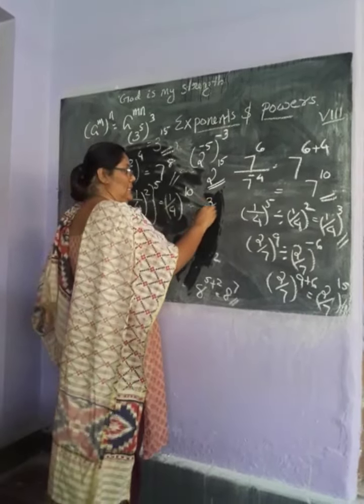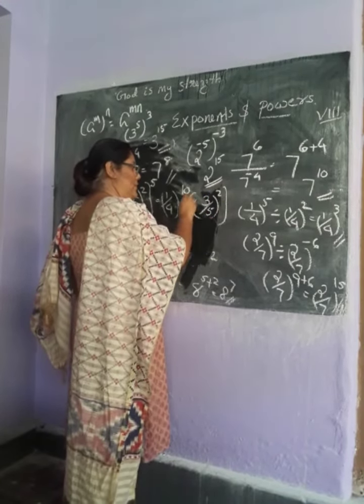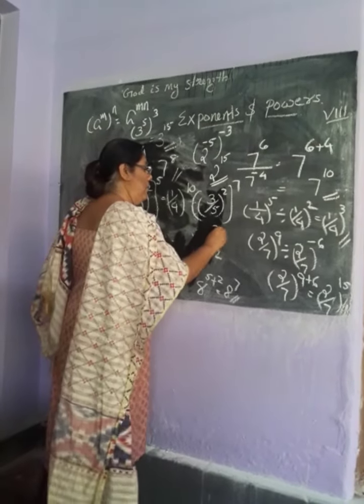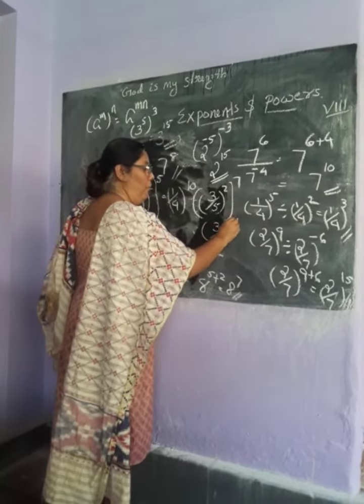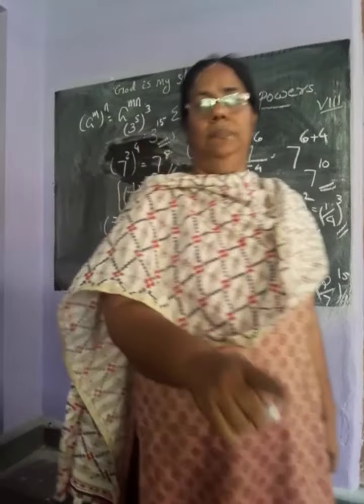3 by 5, the whole raised to 2, the whole raised to 7. That's the answer: 3 by 5, the whole raised to 14. Listen.